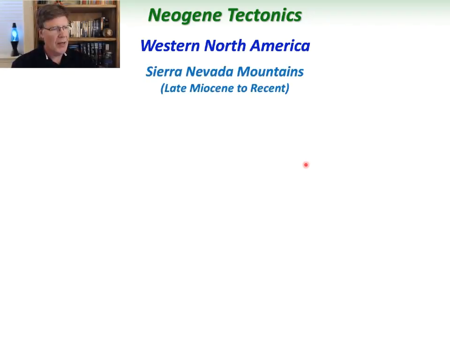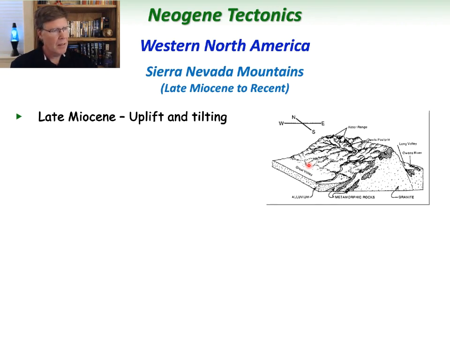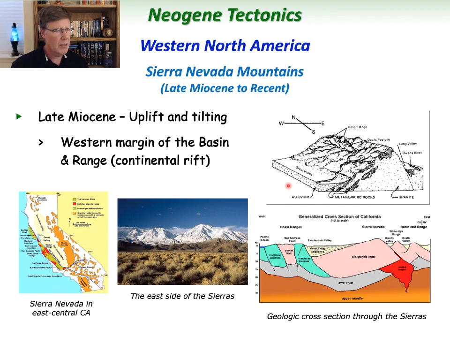Well, we can talk about the Sierra Nevada mountains now. They get their start in the late Miocene, and they continue forming to this day. They have their origin with the formation of the Basin and Range province. They represent the west margin of the Basin and Range, which, as we talked about, is a continental rift.